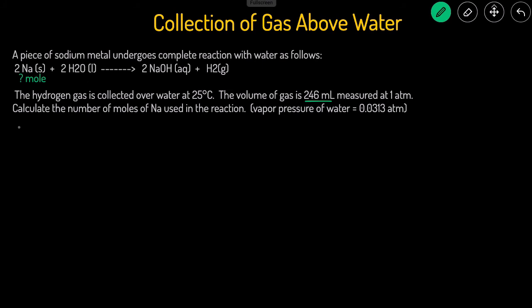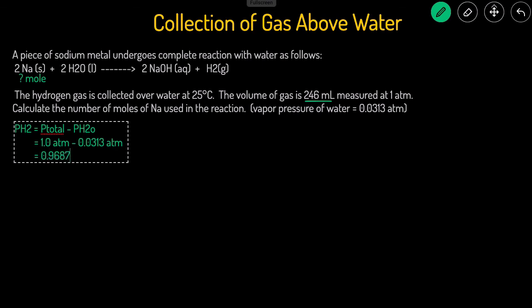Just like the previous problem, we're going to start by just calculating the pressure of the gas that we're collecting, so we can eventually get the moles and then use stoichiometry. So the pressure of H2 is going to equal the total pressure minus the pressure of the H2O, and the total pressure tells us 1 atm, and the partial pressure of water, it tells us right here, vapor pressure of water is 0.0313 atm. That gives us 0.9687 atm.